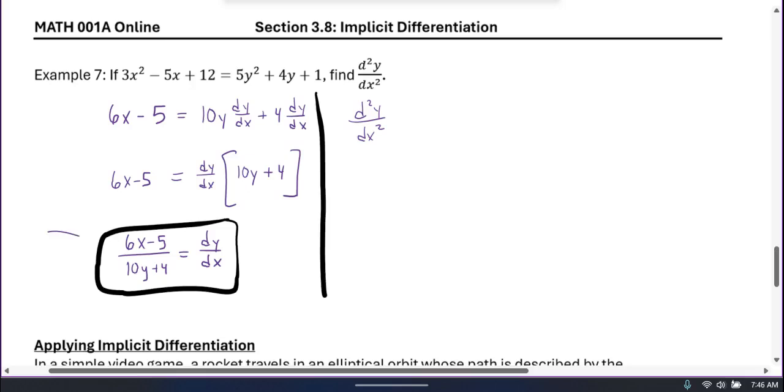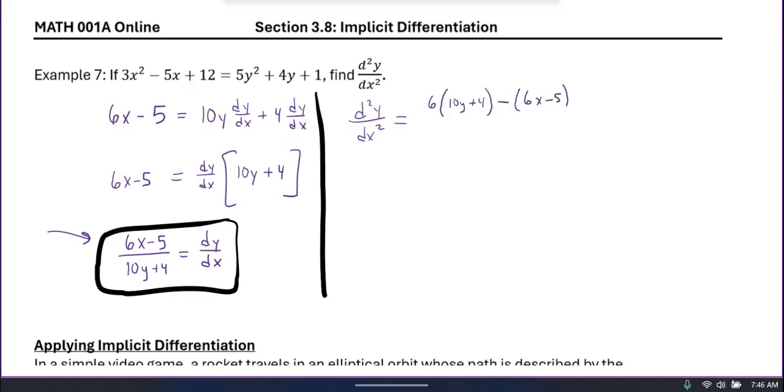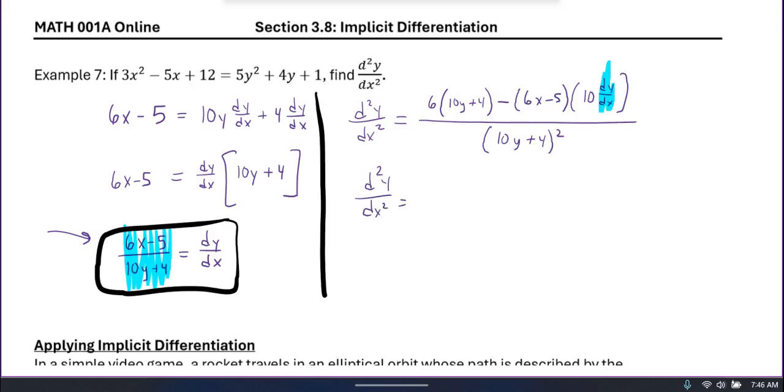Let's see what happens. Notice in our first derivative, it looks to be a quotient, so we're going to use the quotient rule once again. The quotient rule says the derivative of the top, the numerator, that's going to be 6, times the bottom, 10y plus 4, minus just the top, 6x minus 5, times the derivative of the denominator, which would be 10 dy/dx, all over the denominator squared. And the only thing left to do would be to substitute for the dy/dx that we already had given before. So let's do that and then look for any obvious simplification.